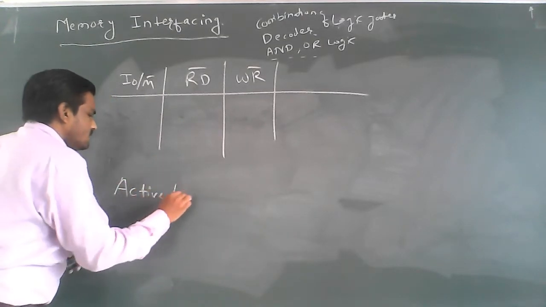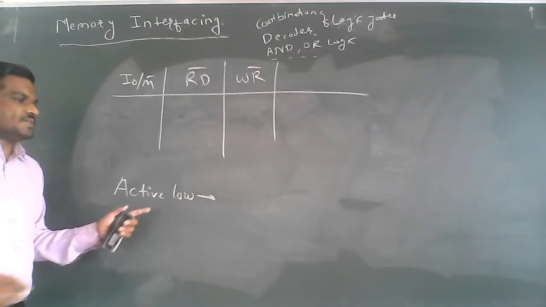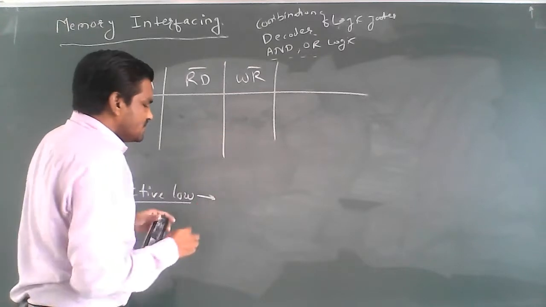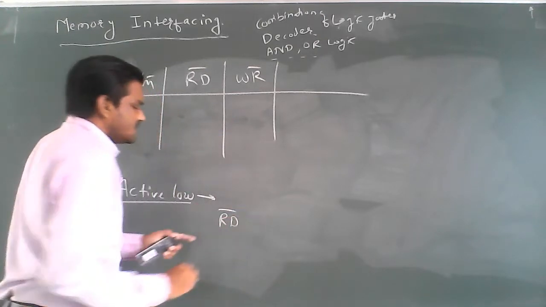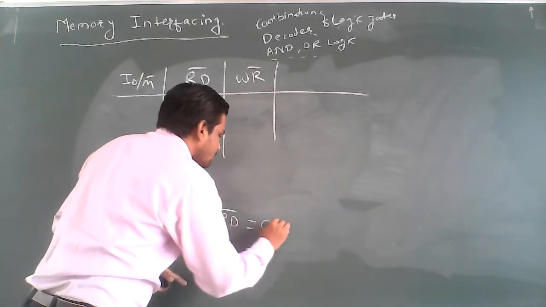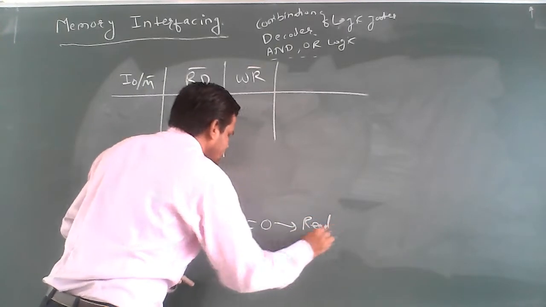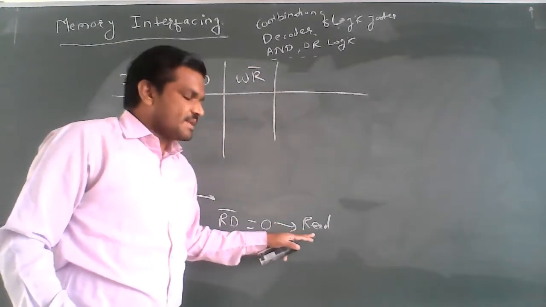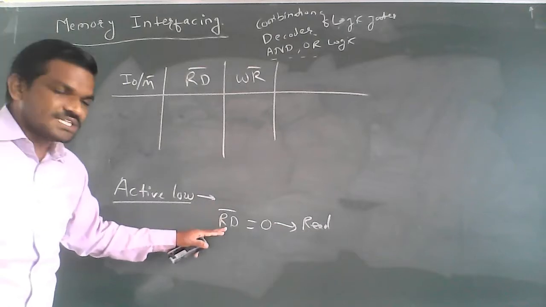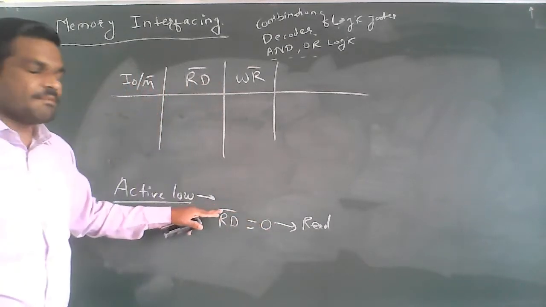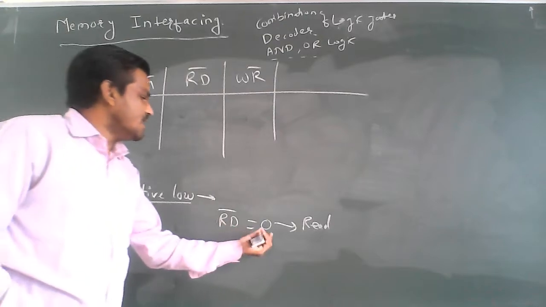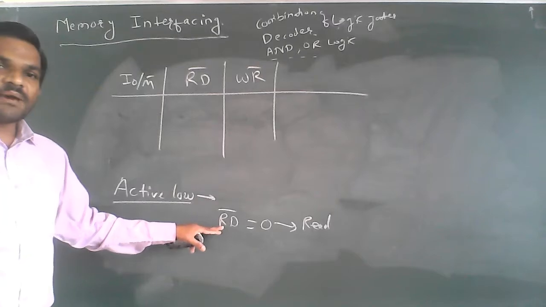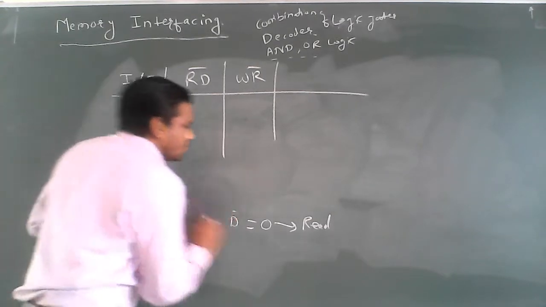Active low. What is active low? Active low means it will be selected. If this RD bar pin is equal to 0, then the reading will happen. To get the reading operation done, we must pass 0 on this RD bar pin. The bar represents the active low pin. Active low pins will read from the memory when the RD bar pin is equal to 0. So this is the meaning of active low.